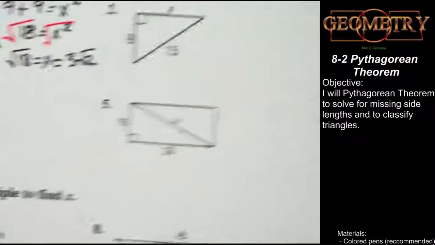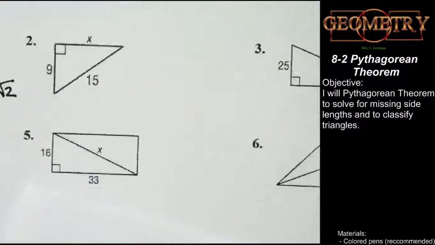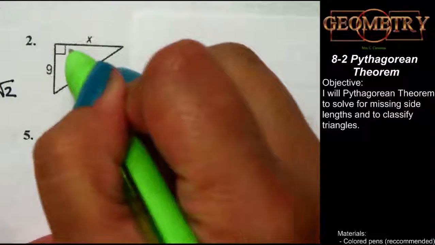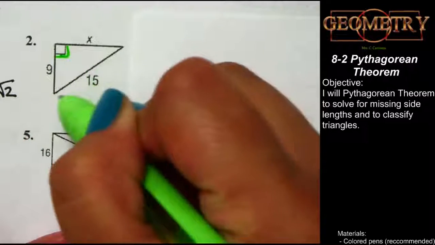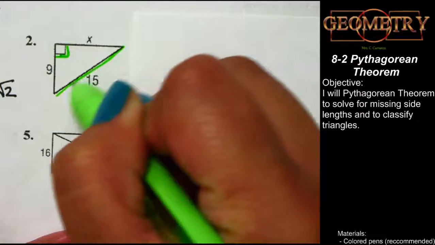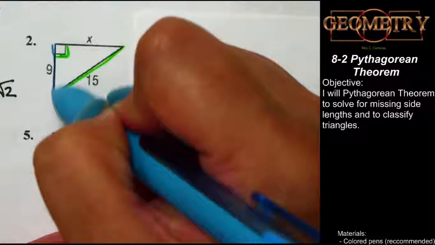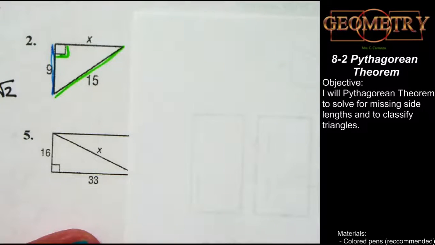Let's look at number 2. I'm going to employ my extra sheet of paper already at the beginning so that I can just keep on writing. I need to identify my hypotenuse. I'm going to do that by finding my right angle. The side directly across from it is my hypotenuse. I'm going to assign the other sides to be A and B.